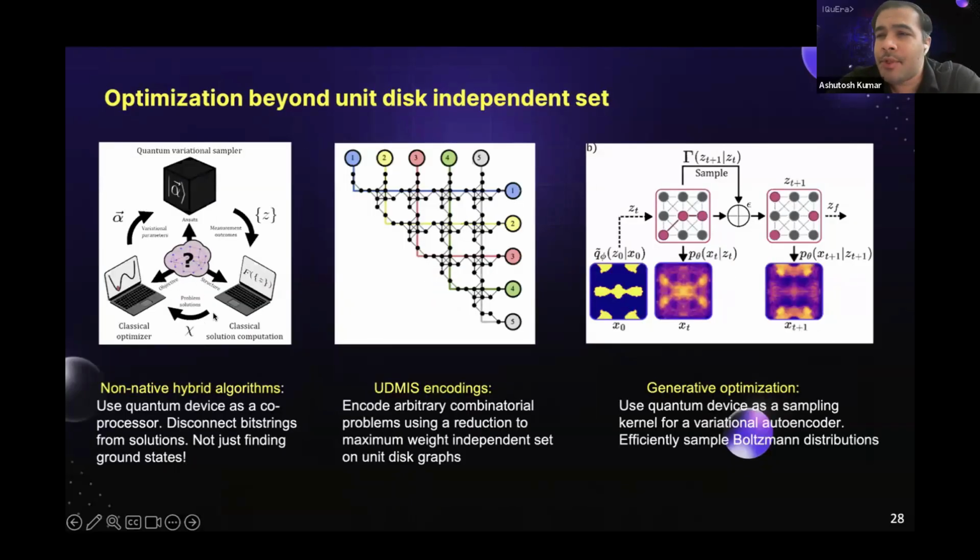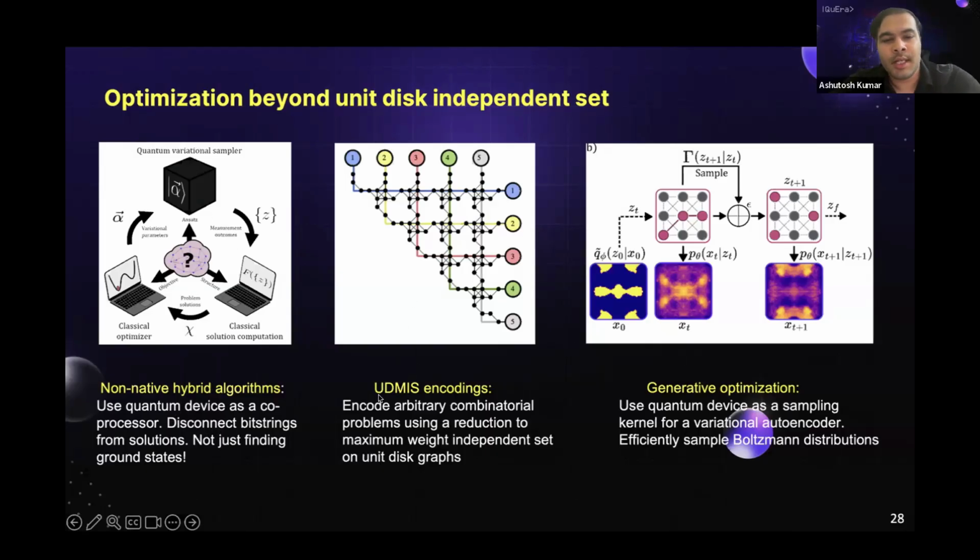Another way, to be able to capture other combinatorial problems that occur in different areas, you have to go beyond the unit disk independent set, and there are different ways that you can attempt to go beyond it. One is the non-native hybrid algorithm technique, where you embed the optimization problem in a larger quantum-classical workflow, and your quantum computer can be seen as a coprocessor. So instead of just finding ground states, it can provide hints to the classical solver. Those hints can be in the form of distributions or densities, not just solutions. So this is one such way.